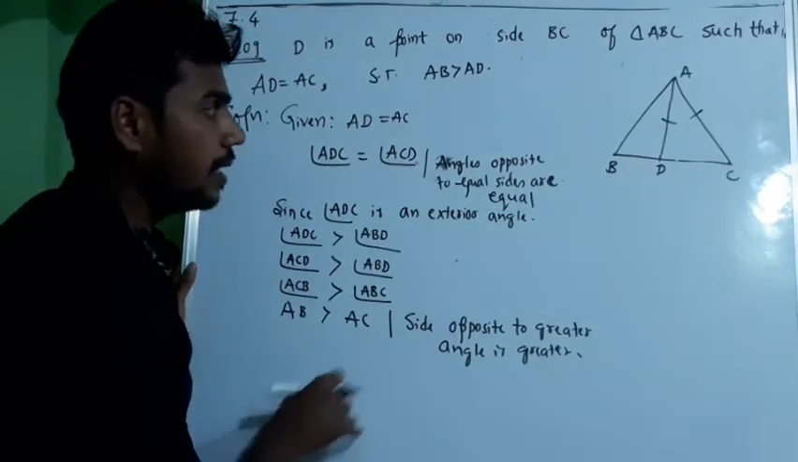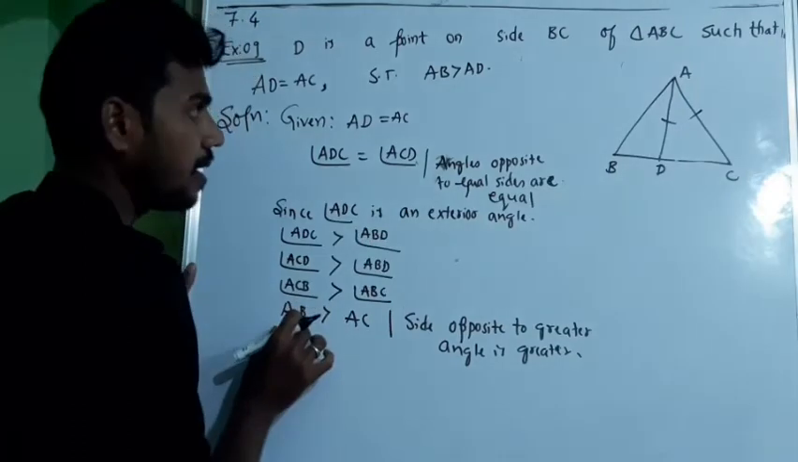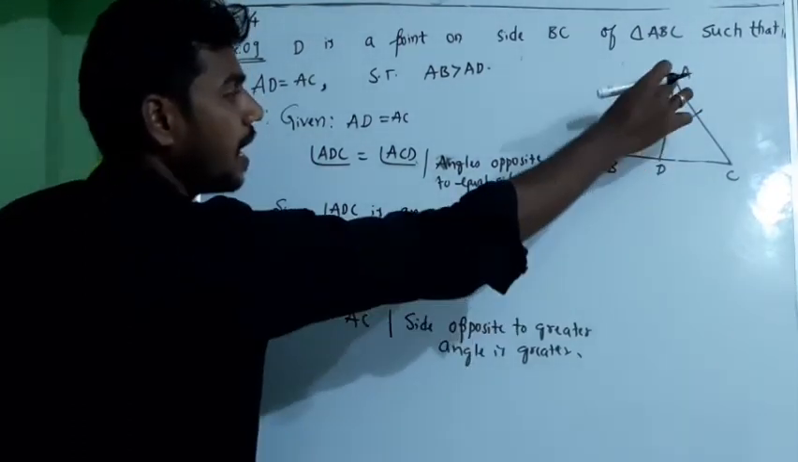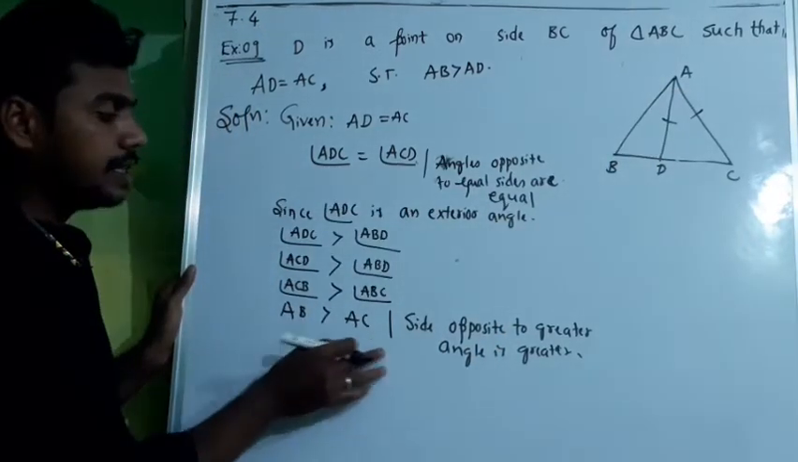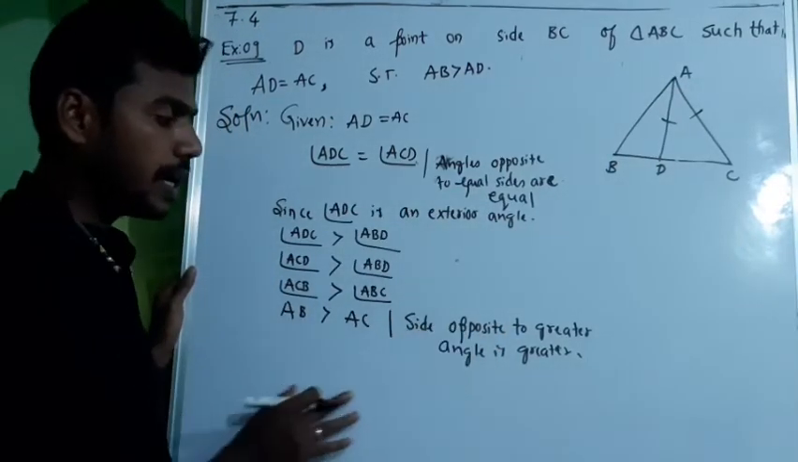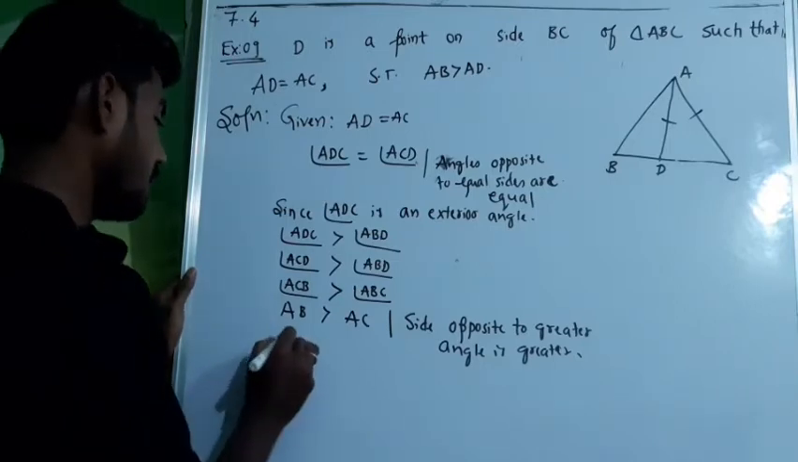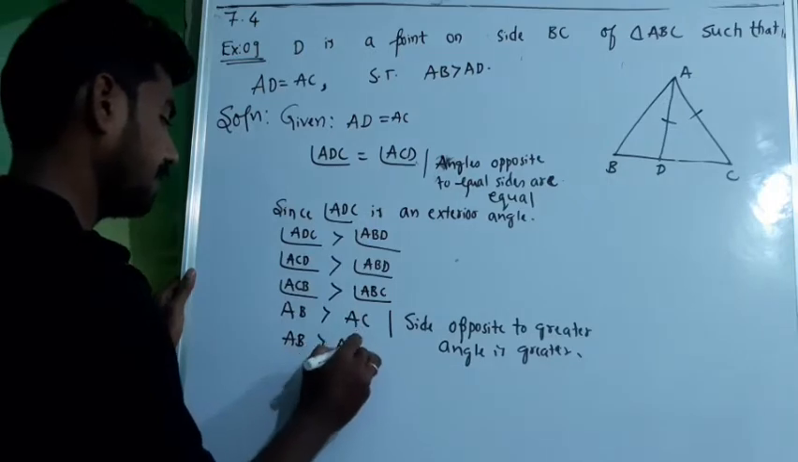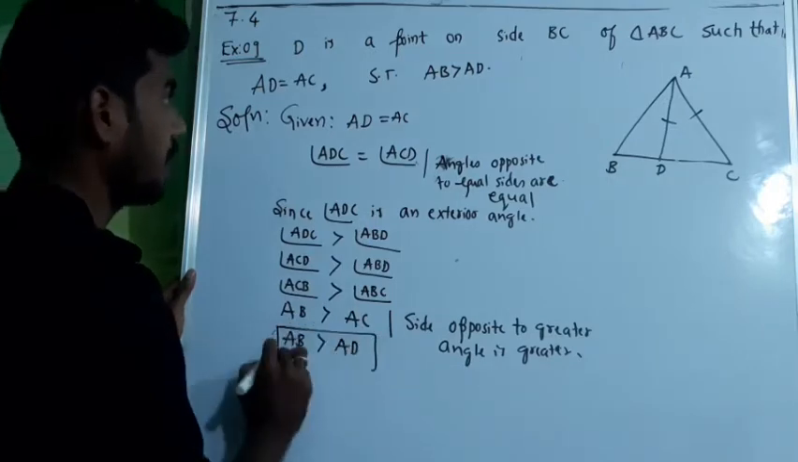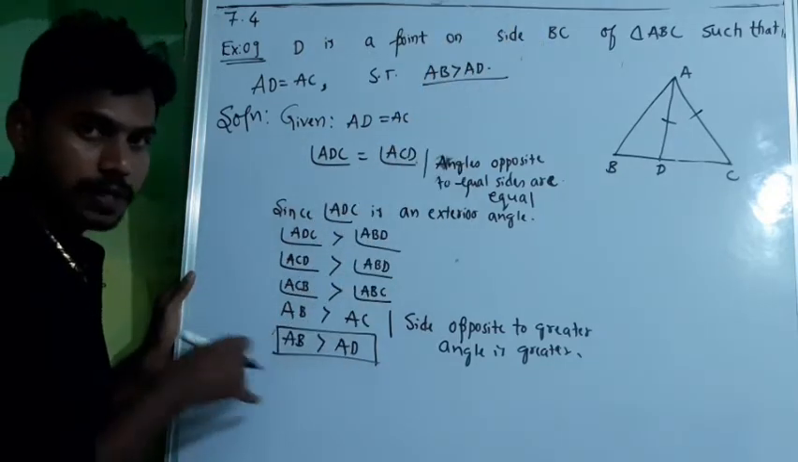Now what can I write? What is the side opposite to ACB? AB is greater than, what is the side opposite to ABC? That is AC. AB is greater than AC. Why? The reason is side opposite to greater angle is greater. So instead of AC, what can I write? AD. So we need to prove AB is greater than AD. We proved it. Please note this down.